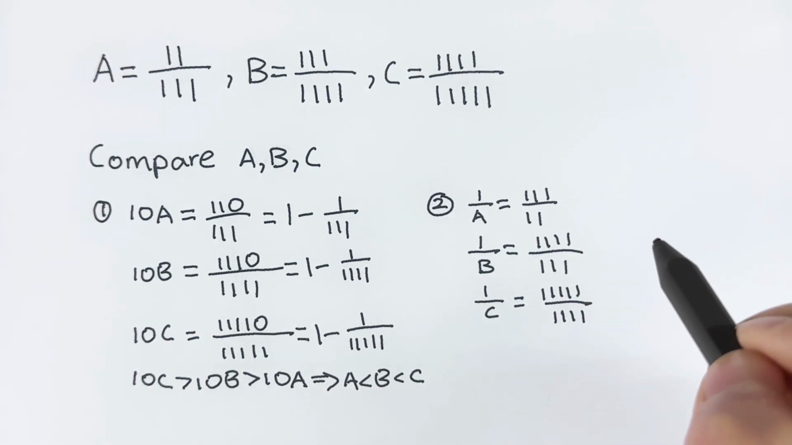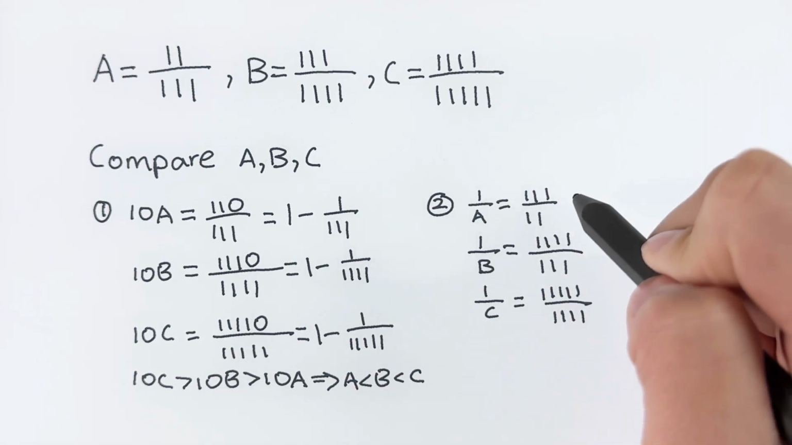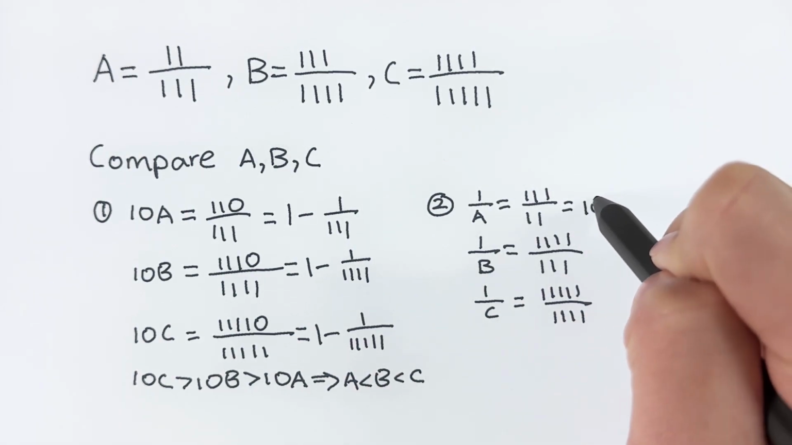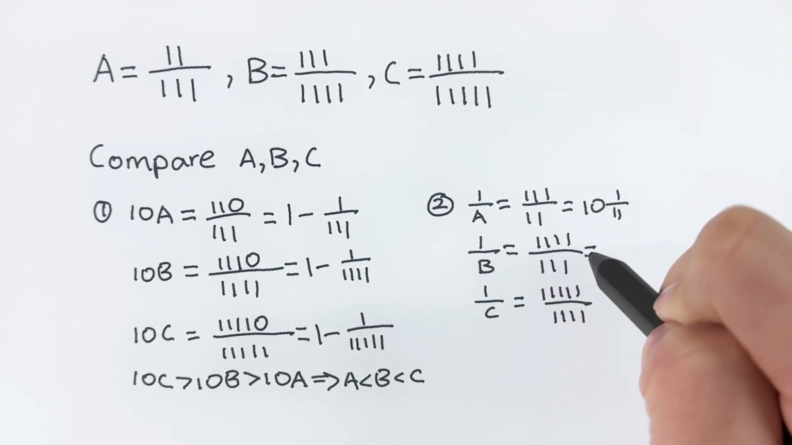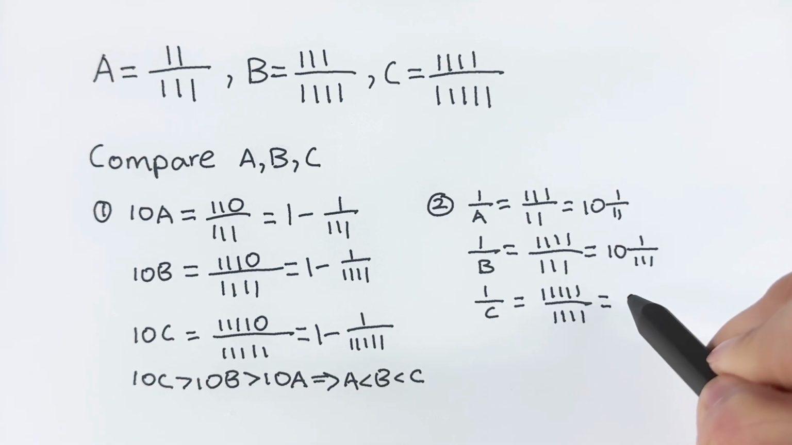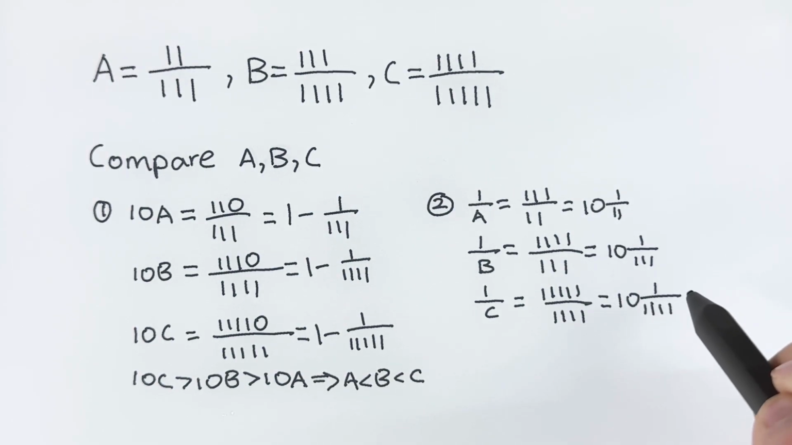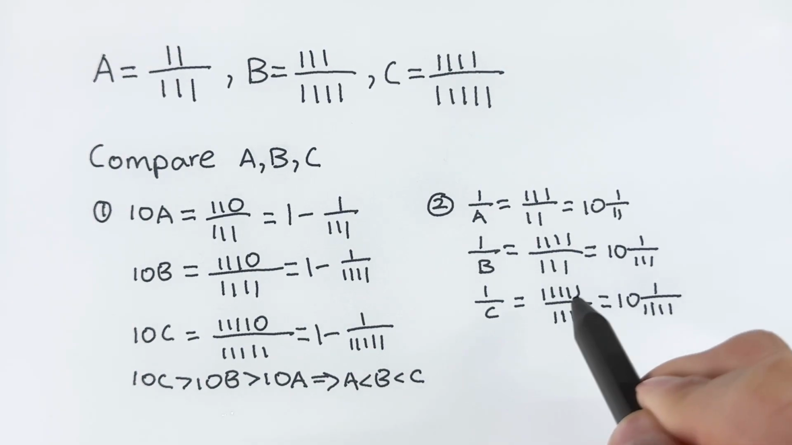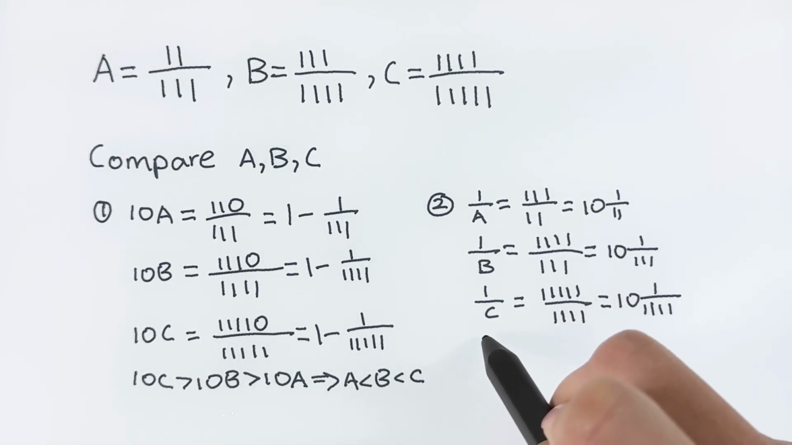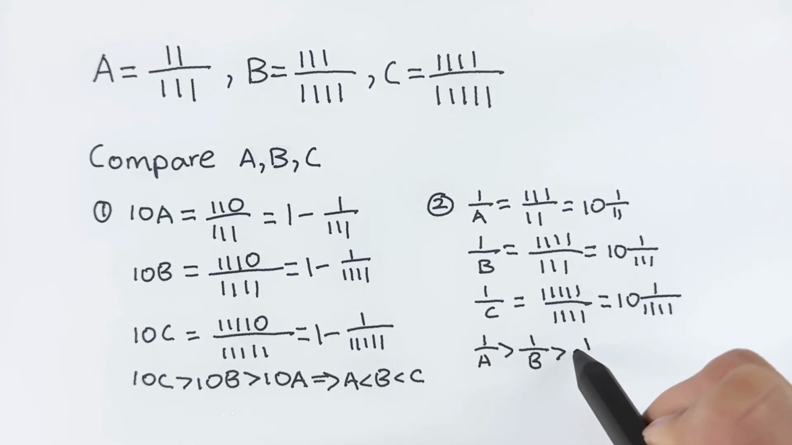Now, notice that once again we can compare the values of the numerator and denominator. 1 over a equals 10 plus 1 over 11. 1 over b equals 10 plus 1 over 111. And 1 over c equals 10 plus 1 over 1,111. So this will mean that 1 over a is greater than 1 over b is greater than 1 over c.